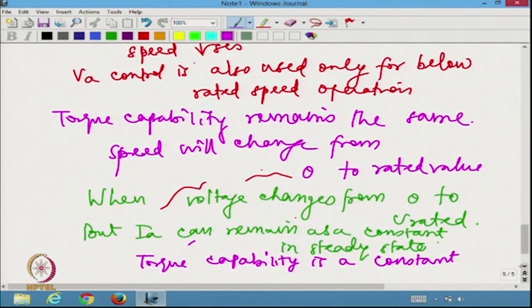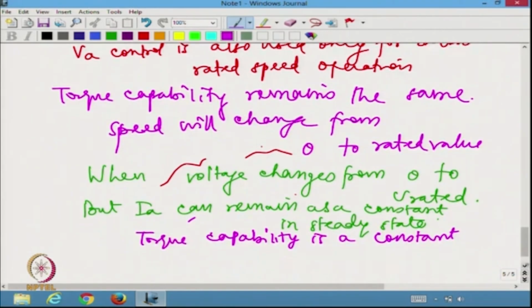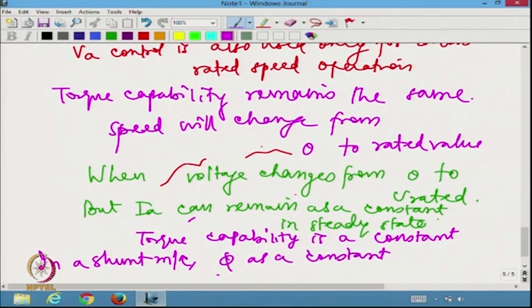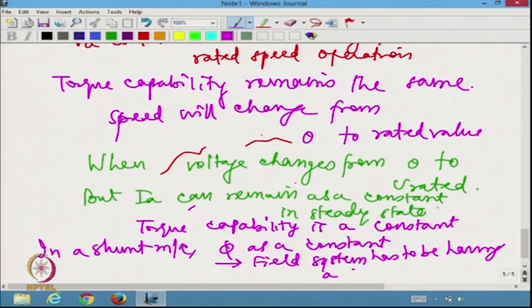But please remember, if it is a shunt machine, we want to keep the flux as a constant, right? If we want to keep flux as a constant, then that means the field system has to be supplied separately. Field system has to have a constant voltage. It cannot have the same voltage which you have given as reduced voltage to the armature system. It has to be a constant voltage. If you do not give a constant voltage, flux cannot be a constant.